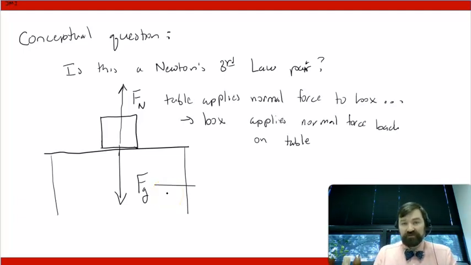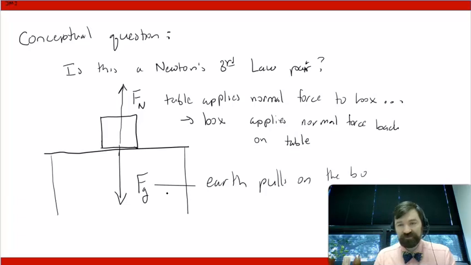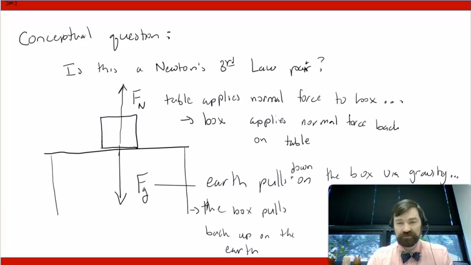For this gravitational force, essentially the Earth is pulling on the box, so the Earth pulls on the box with gravity. We could say maybe via gravity. And the Newton's third law pair is the box pulls back on the Earth. So that is a Newton's third law pair. But the normal force and the gravity themselves, that is not a Newton's third law pair.